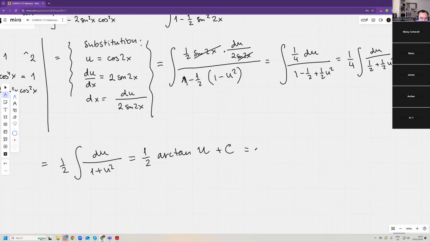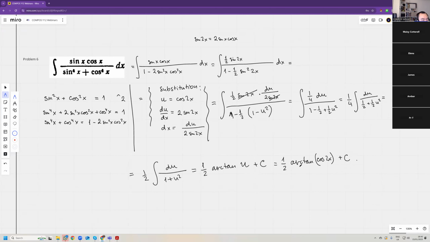And now just do a reverse substitution. So half arctan cos 2x plus c. Arctan cos 2x. It must be something really easy, but I'm not going there. I'll just leave it as it is. It's perfectly acceptable.